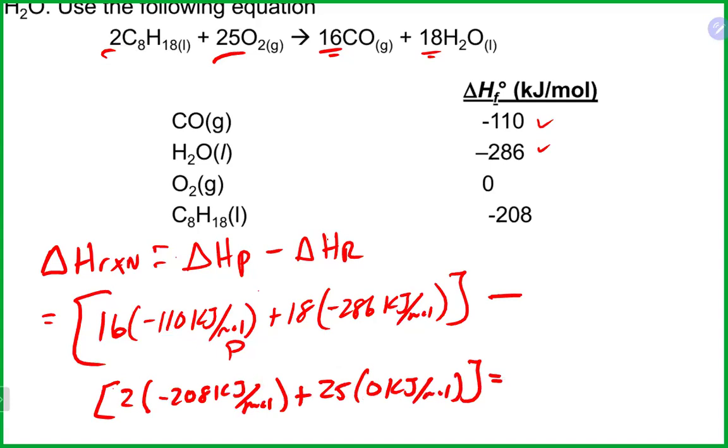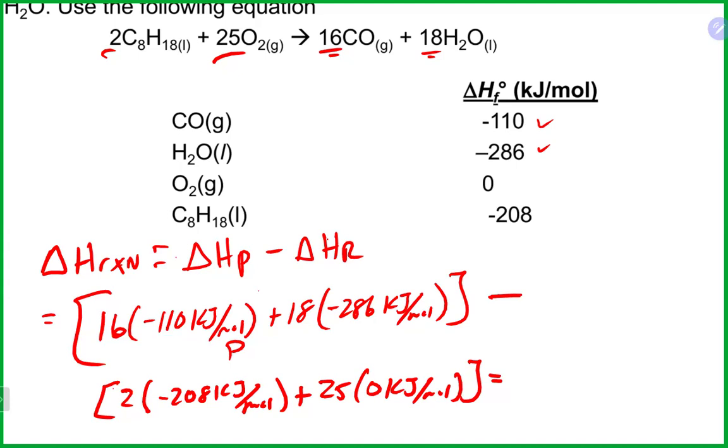And now if we do it here, 16 times minus 110 plus 18 times negative 286, all subtracted from 2 times negative 208, basically.